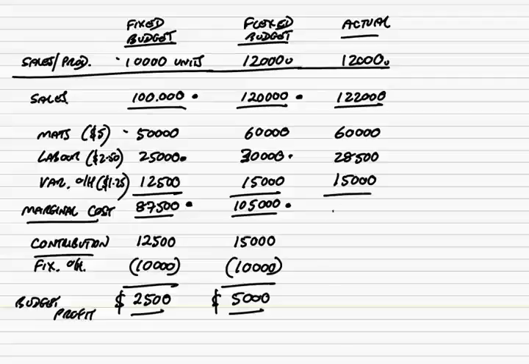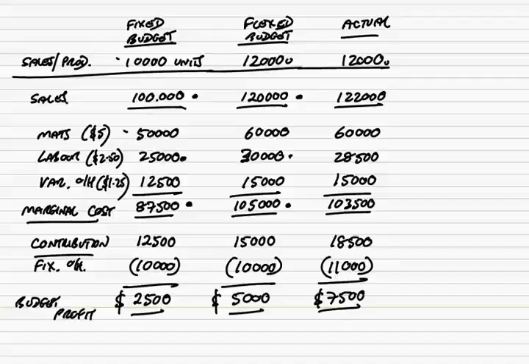And so the actual total cost, 60, 80, 90, 103,500. The actual contribution, therefore, 18,500. Finally, fixed costs, well, they should have stayed at 10. We've actually spent 11. It seems as though something's gone wrong. But the final profit, 7,500.